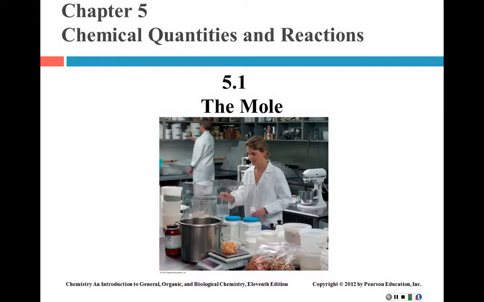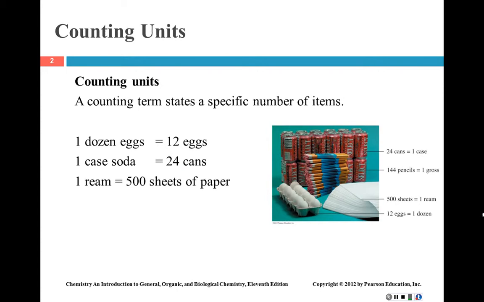Hello everyone, and welcome to Chapter 5, Chemical Quantities and Reactions. Our first section is going to cover the mole concept. The mole is a central concept for chemistry, so it's very important that you get this, and so make sure that you pay special attention to this section.